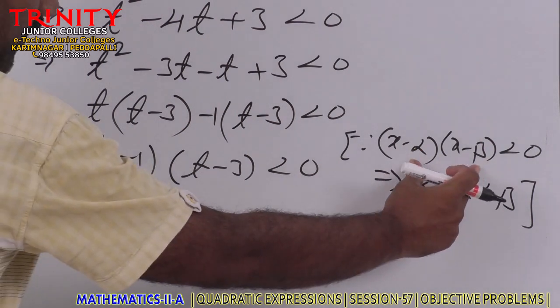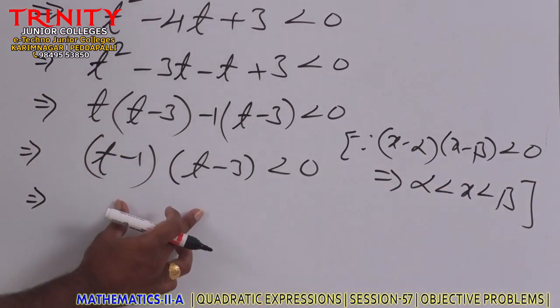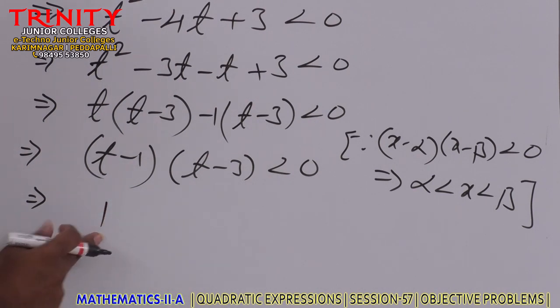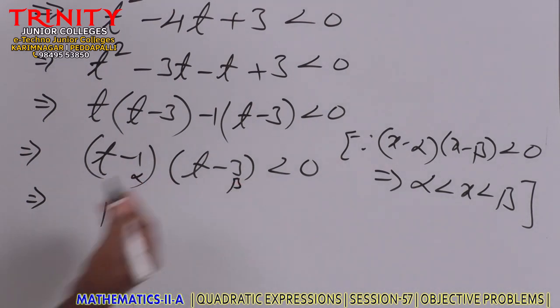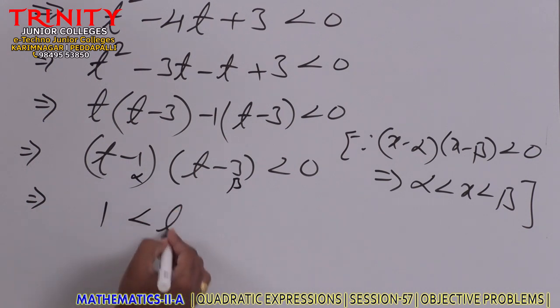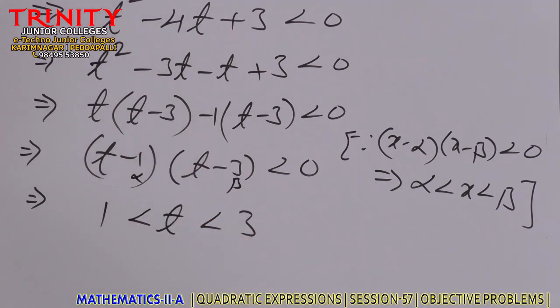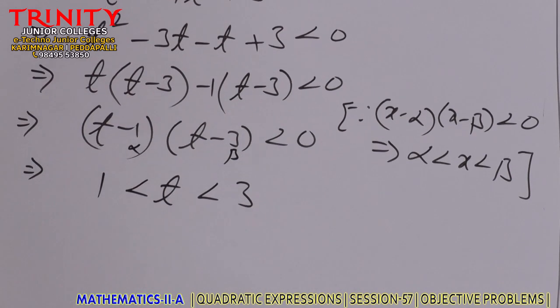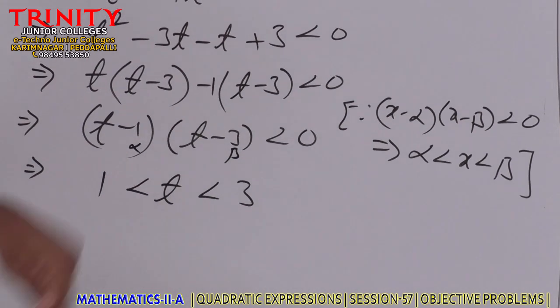There, this inequality is in terms of x. Here the inequality is in terms of t. Therefore we are writing 1 as alpha and 3 as beta: 1 less than t less than 3. But we require the solutions for x. Why? Because the given equation is in terms of x, but we got the solution here in terms of t. Then we have to change this t in terms of x.